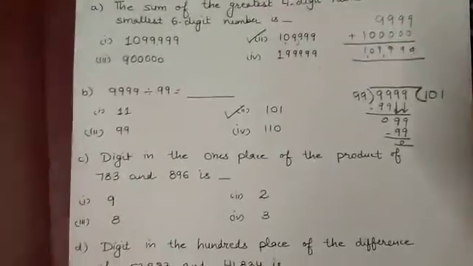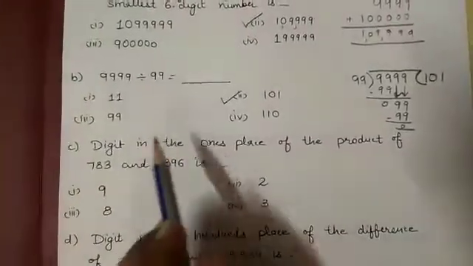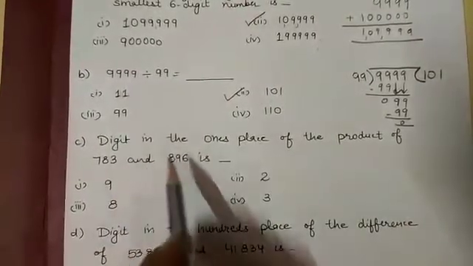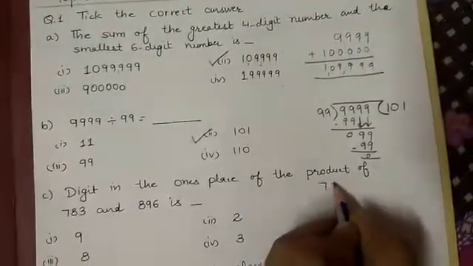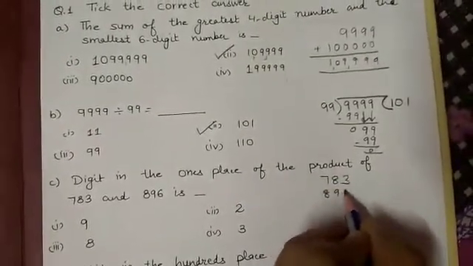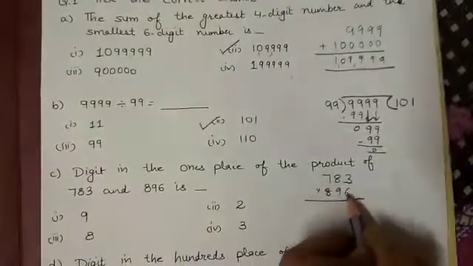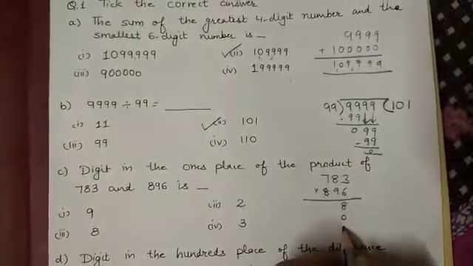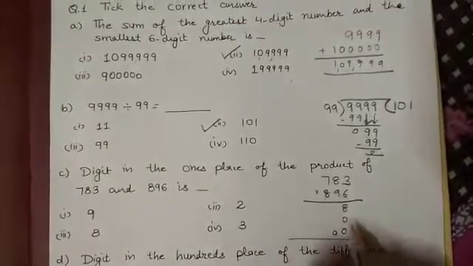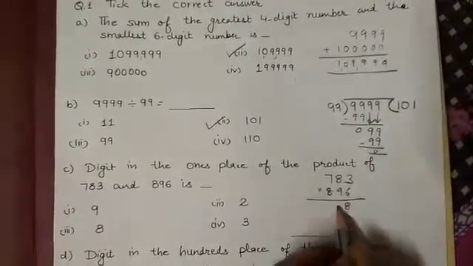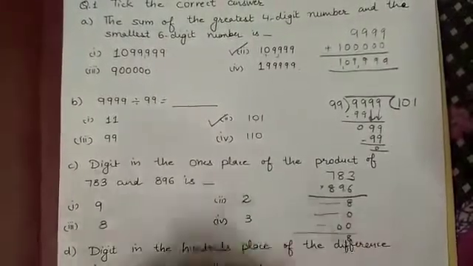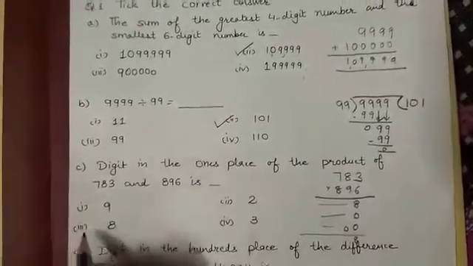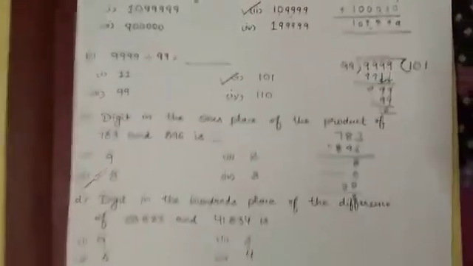Right? Our next question: the digit in the ones place of the product of 783 and 896. Whenever we multiply these two numbers, 6 3s are 18, and when we do the tens and hundreds place multiplication, we will get 0 here. So the ones place will remain 8, whatever the digits in the other places. So our ones place will be 8. So our right answer is 8.